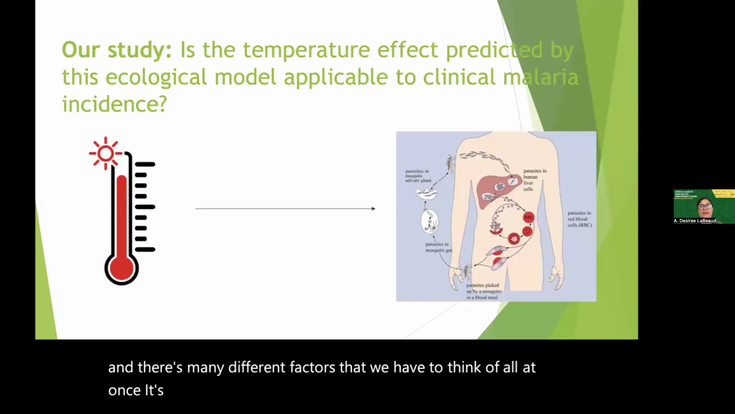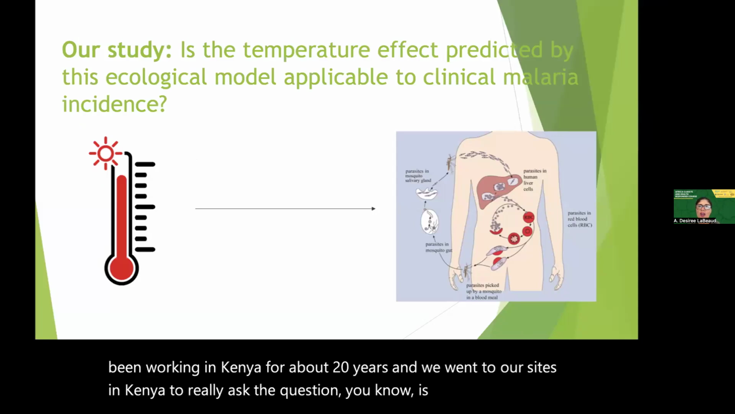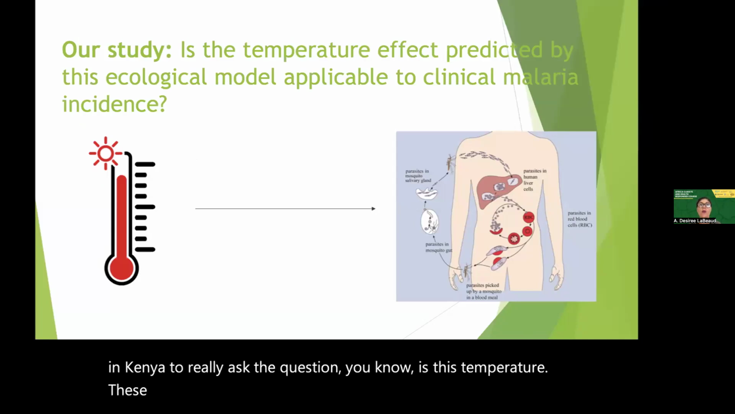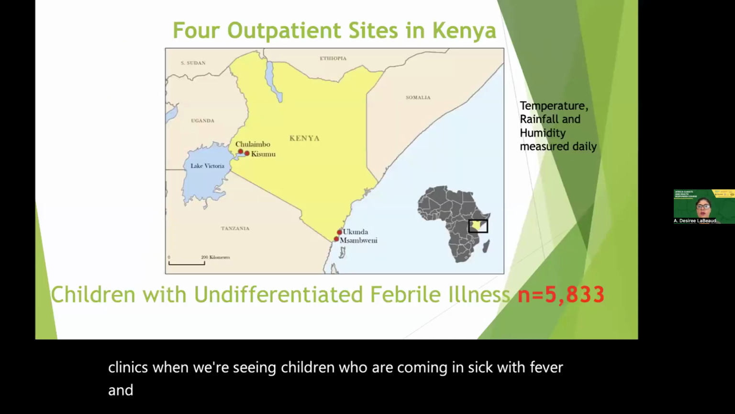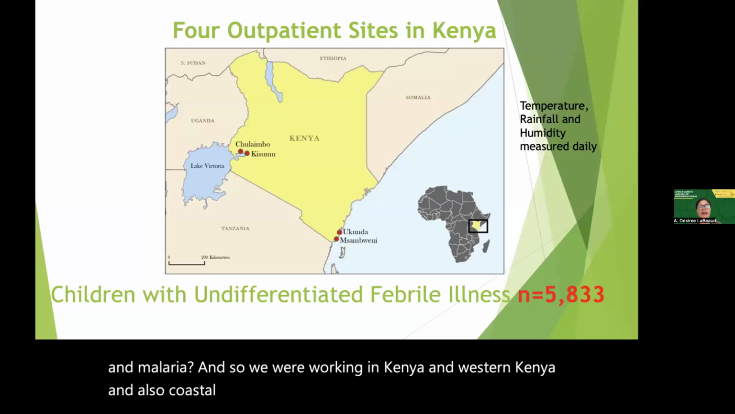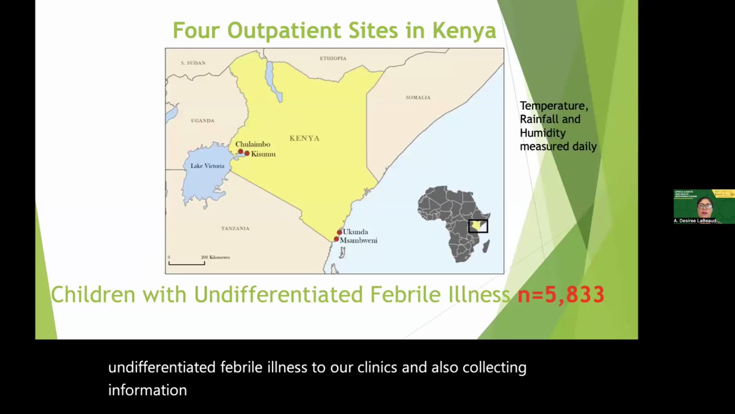It's quite complicated. So we actually went to the field. I've been working in Kenya for about 20 years, and we went to our sites in Kenya to really ask the question: are these temperature ecologic models even relevant to what we see in the clinics when we're seeing children who are coming in sick with fever and malaria? We were working in Western Kenya and also coastal Kenya, enrolling children who had undifferentiated febrile illness to our clinics, and also collecting information on temperature, rainfall, and humidity in our 4 study sites.